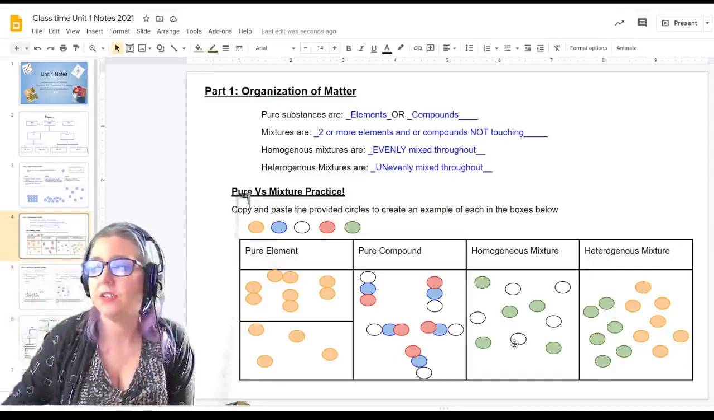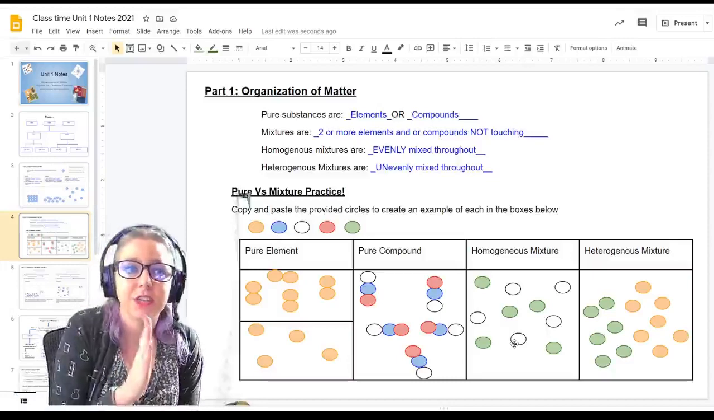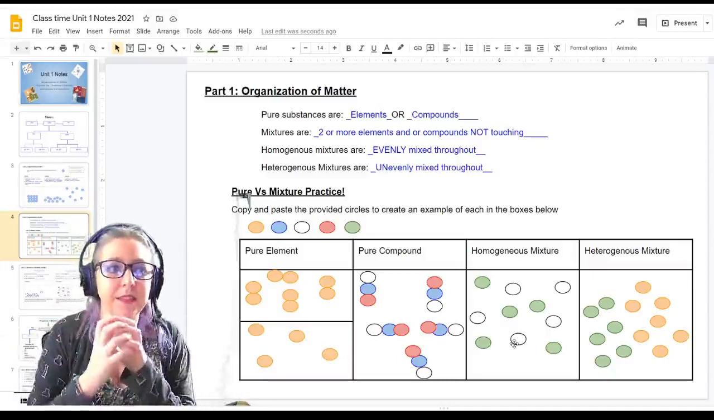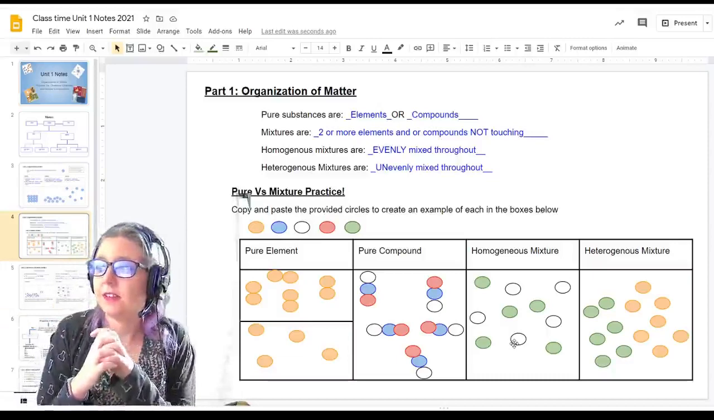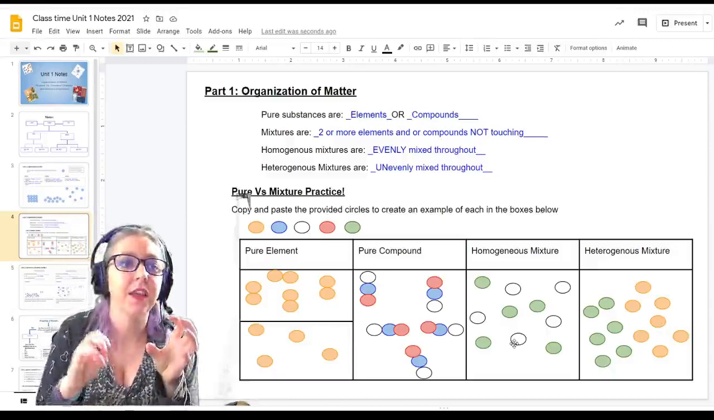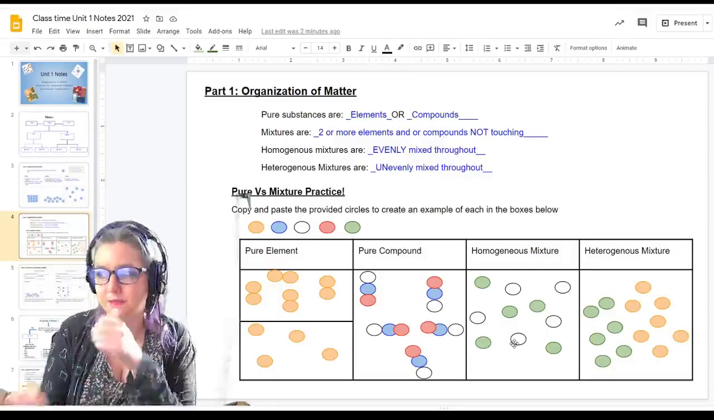Then the heterogeneous mixture, it is separated from each other. I have a green section and an orange section. They're in layers. They're not mixed together. So they're mixed together in that they're in the same box, but I can see there's a green section and an orange section. It's not randomly mixed in.